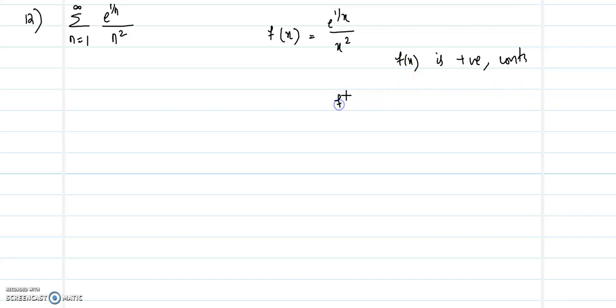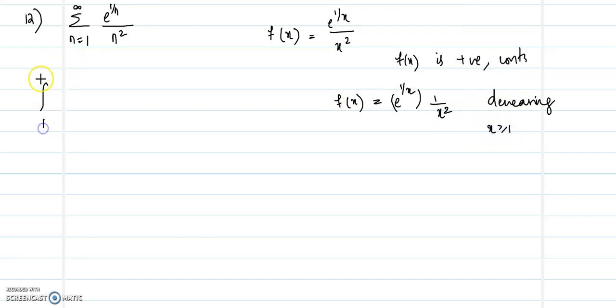And as n is decreasing, both the values will be decreasing. So f of x is e raised to 1 by x by x square. So both are decreasing functions. As x is decreasing, e power 1 by x decreases, and 1 by x square is also decreasing. So this will be a decreasing function. Therefore f is positive, continuous and decreasing whenever x is greater than or equal to 1.